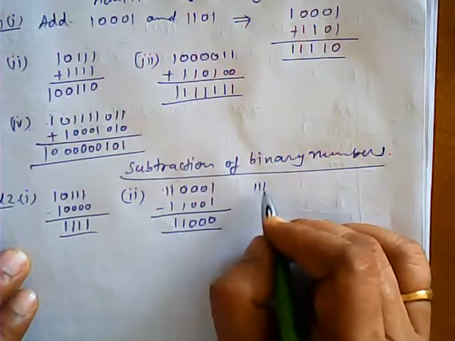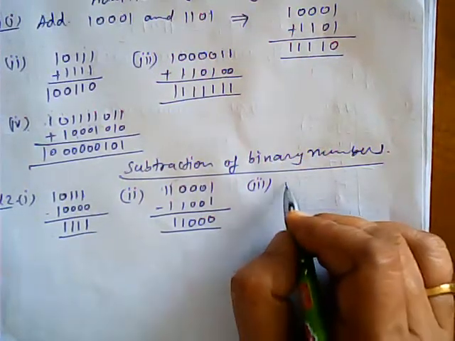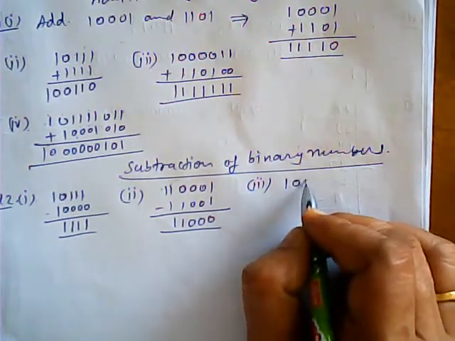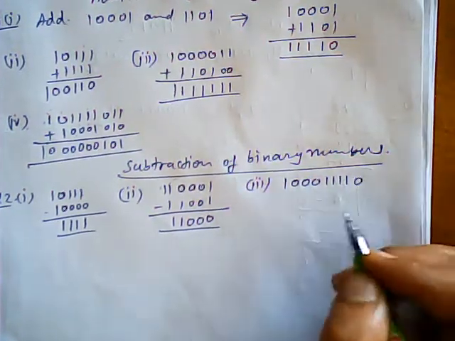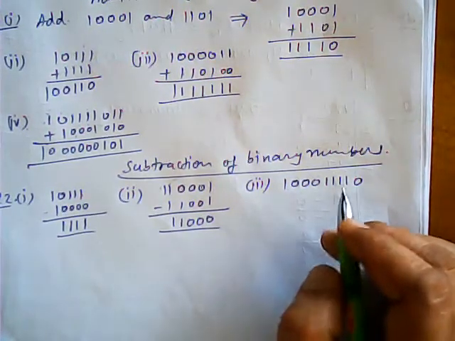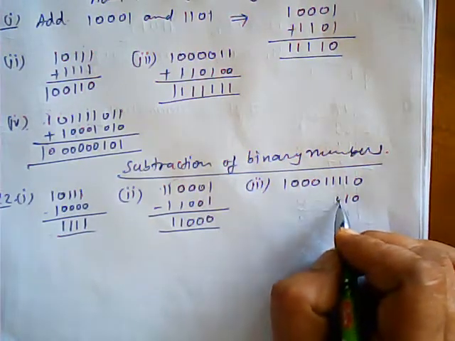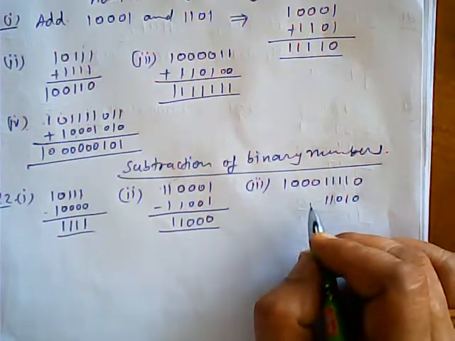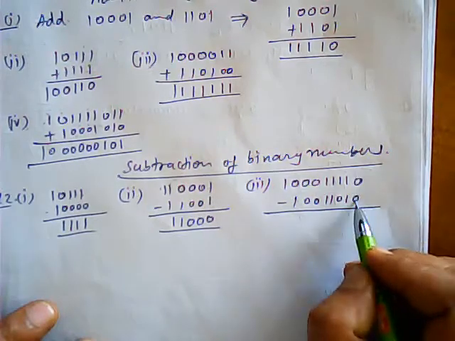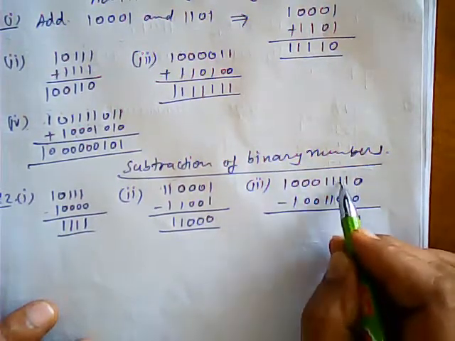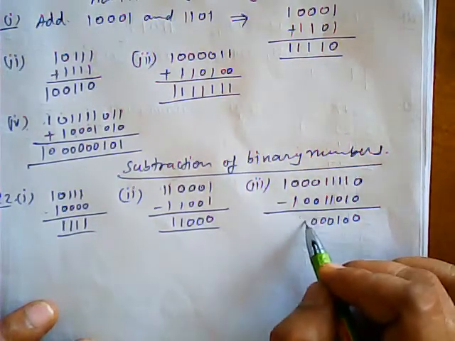Third part, in a similar way, how can we subtract? 100011110 is a number, and from this number we have to subtract 011001. We have to subtract this. So 0 minus 0 is 0, 1 minus 1 is 0, 1 minus 0 is 1, 1 minus 1 is 0, 1 minus 1 is 0, 0 minus 0 is 0.